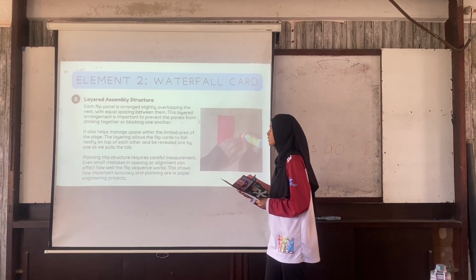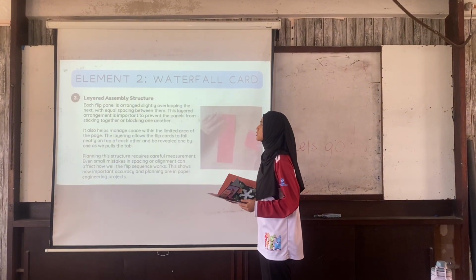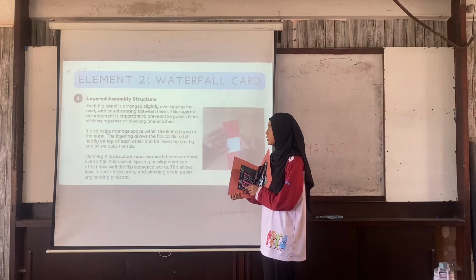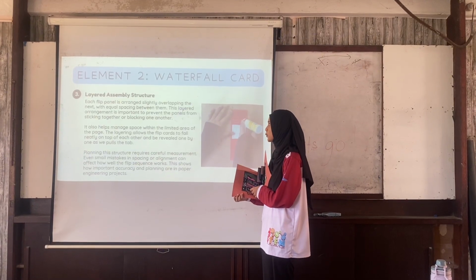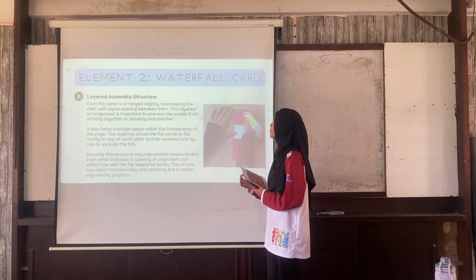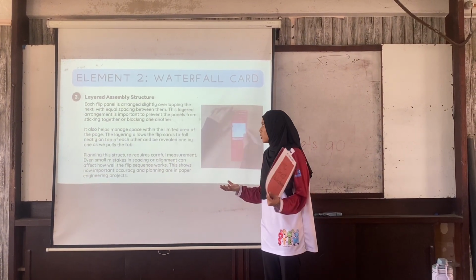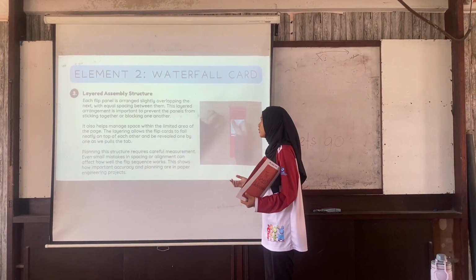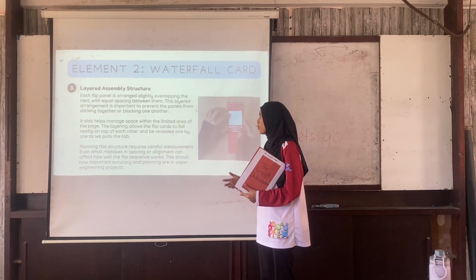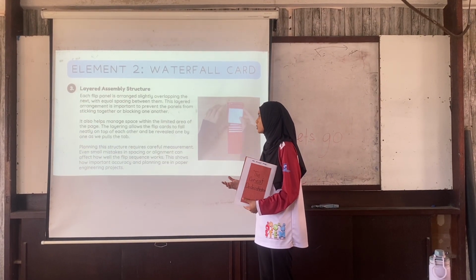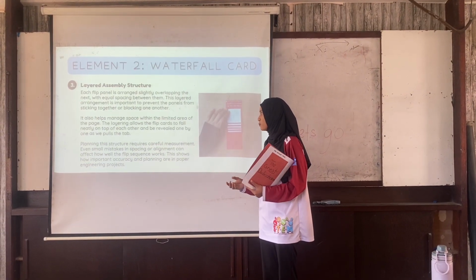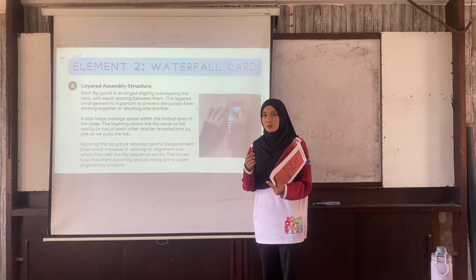For the third one, the layer assembly structure. Each flip panel is arranged slightly overlapping the next with equal spacing between them. This layer arrangement is important to prevent the panels from sticking together or blocking one another. It also helps manage space within the limited area of the page. The layering allows the flipped cards to fall neatly on top of each other and to be revealed one by one as we pull the tab.